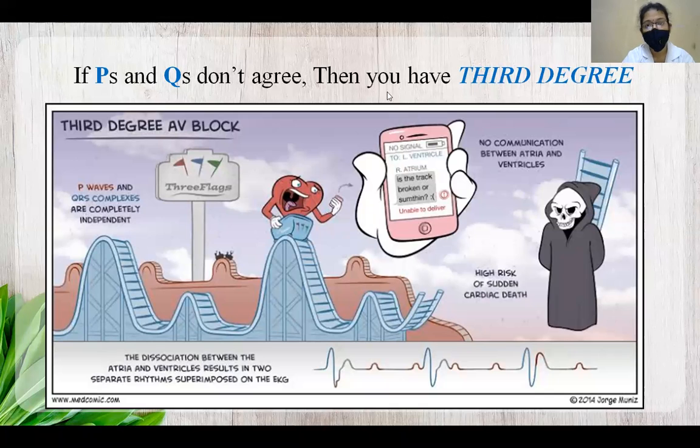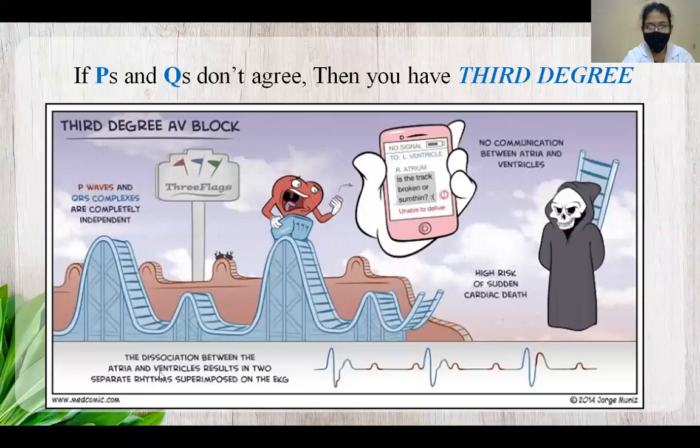And when P's and Q's don't agree, you have third degree. Look here, the P waves and the QRS complexes have their own independent rhythm. They are not related to each other, but the PP interval and the RR interval remain constant. Okay, remember this. But the PP interval is not equal to the RR interval. Means both of them are having their own rhythm.